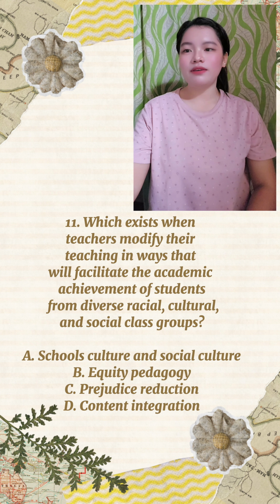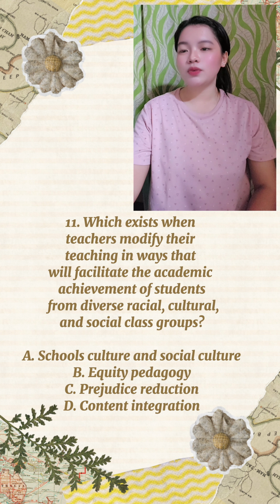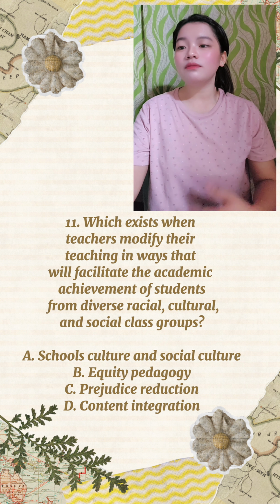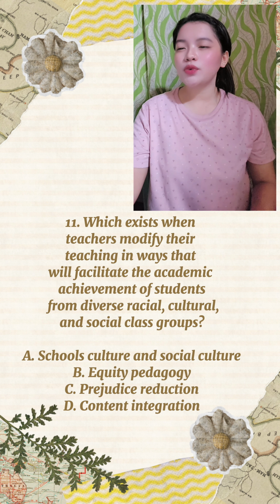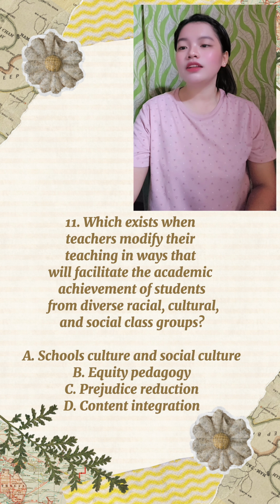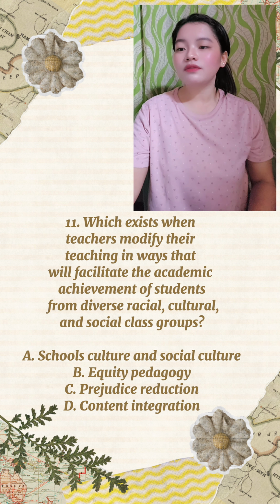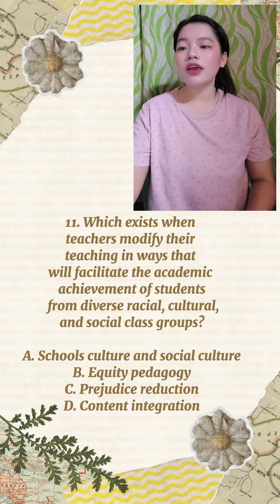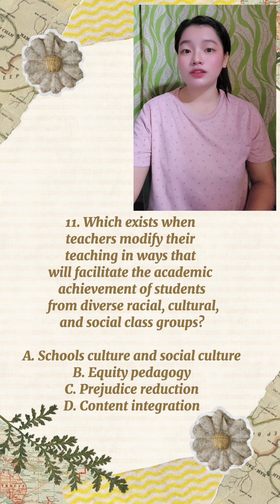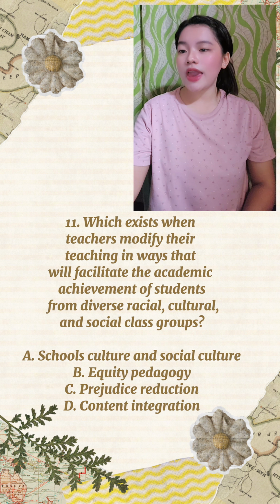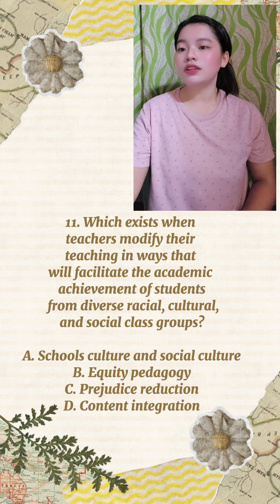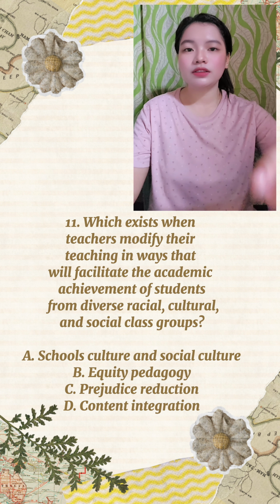Question number 11. Which exists when teachers modify their teaching in ways that will facilitate the academic achievement of students from diverse racial, cultural, and social class groups? A. School culture and social structure. B. Equity pedagogy. C. Prejudice reduction. And D. Content integration.